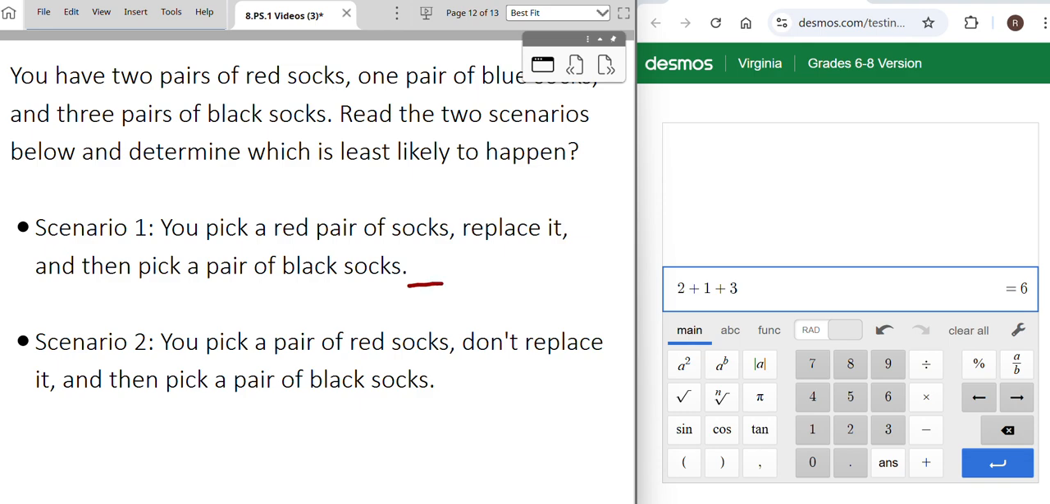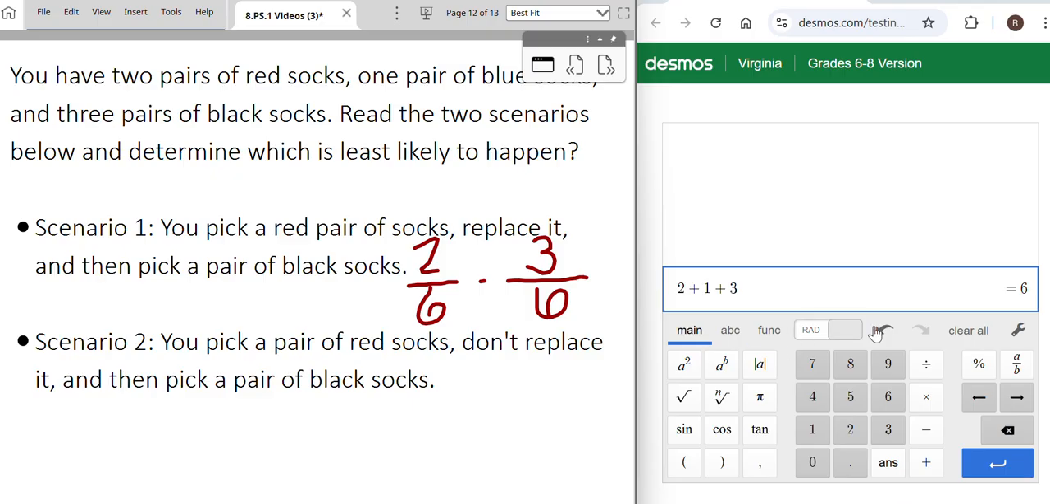So we're doing 3 things here. We're choosing, then replacing, which makes it independent, and then we're picking again. So first, we know there's 6 pairs of socks, and you want to pick a red pair. Well, let's look. There were 2 pairs of red socks. Then you put that pair back, and you decide you want a pair of black socks. Well, there were 3 of those, and since you put it back, there's still 6.